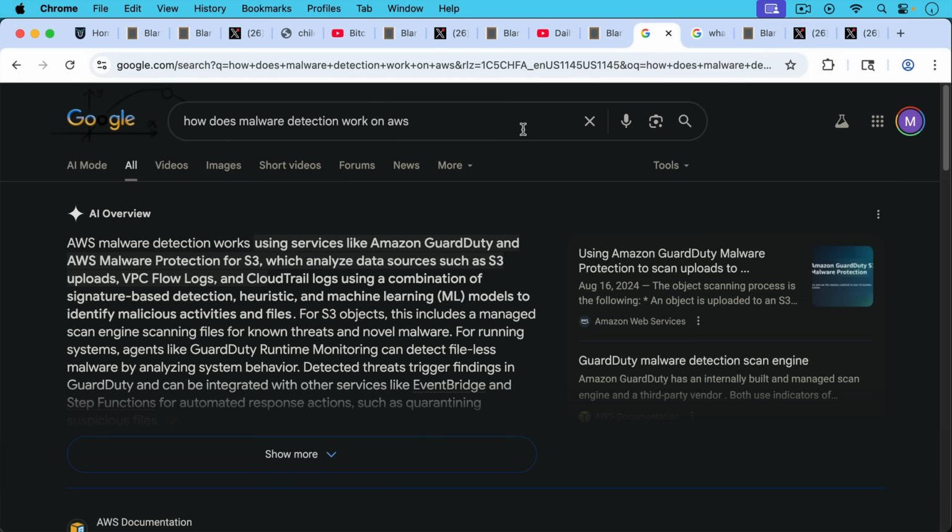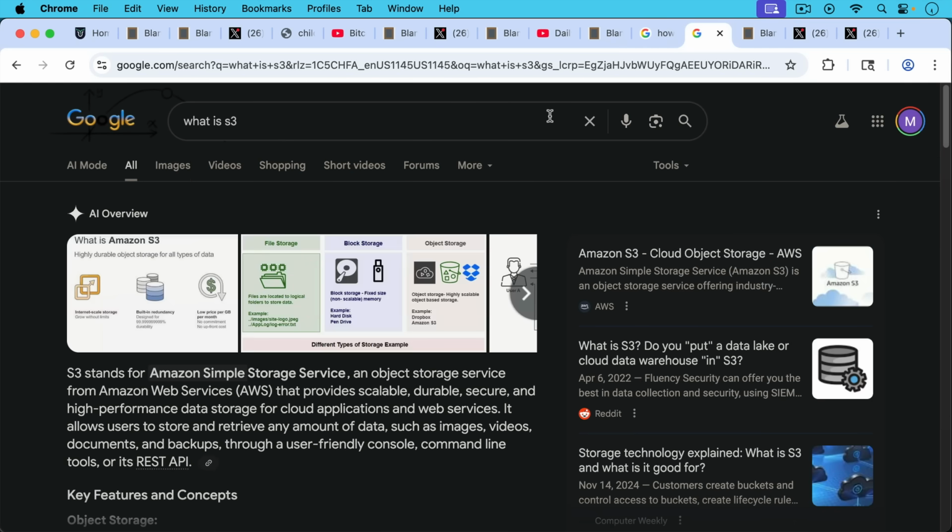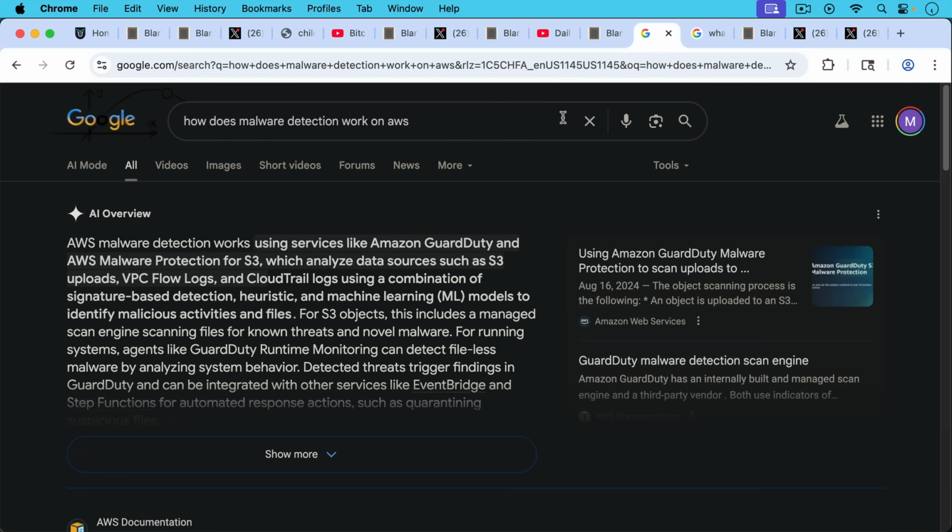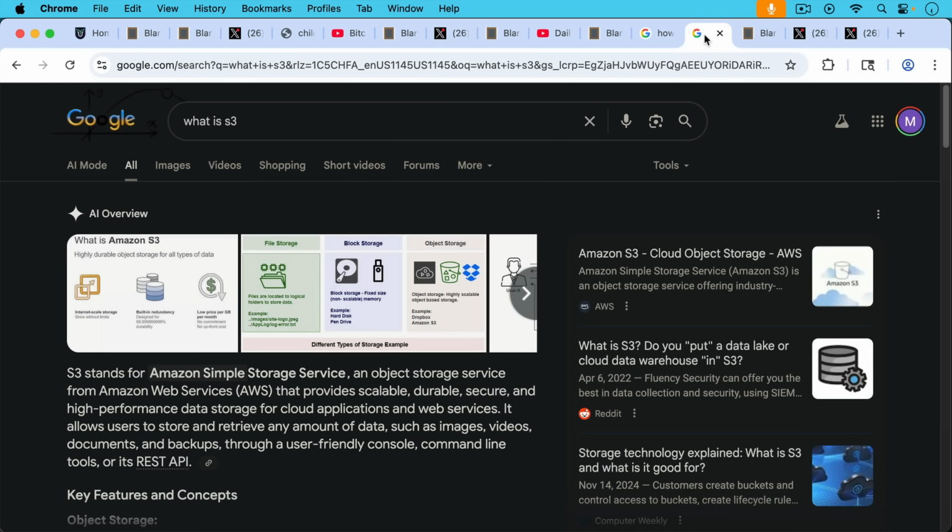I go back and forth on this. Here's a quick AI overview of AWS malware detection. They use various forms of it. They have one for S3 objects. S3 just stands for Amazon Simple Storage Service. So they have one that includes a managed scan engine, scanning files for known threats and novel malware. And then I imagine this would be the category for Bitcoin nodes, though I don't know enough about this to be sure. For running systems, agents like GuardDuty Runtime Monitoring can detect fileless malware by analyzing system behavior. So these may be the things that are triggered by running Bitcoin Core 30 in the cloud.